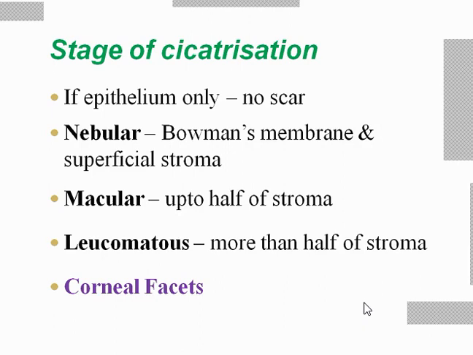Leucoma is when more than half the stroma, 3/4 of the cornea, is gone. That means it is totally spoiled, and then you get a very big white opacity. The cornea, which usually appears transparent, becomes totally white because the lattice structure and all the transparency is lost. So you have to remember this.